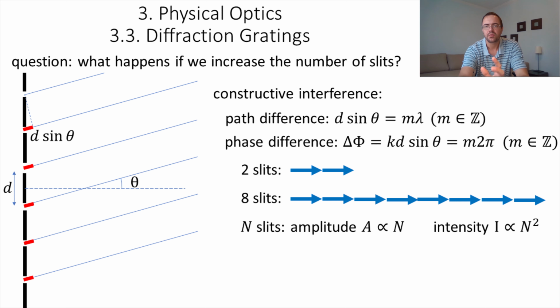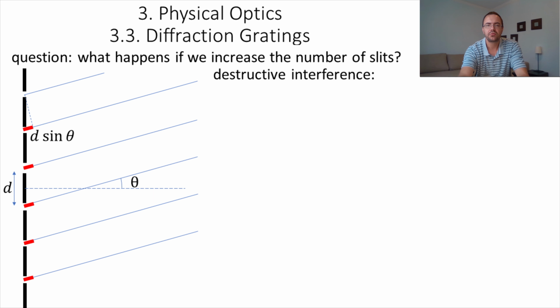So 2 important results already. First, the position of the bright fringe is the same as when there was only 2 slits. And second, the intensity increases with the square of the number of slits. And this is normal because you have more slits, so more light is going through the plate, and so there is more intensity. Now, let's look at destructive interference.